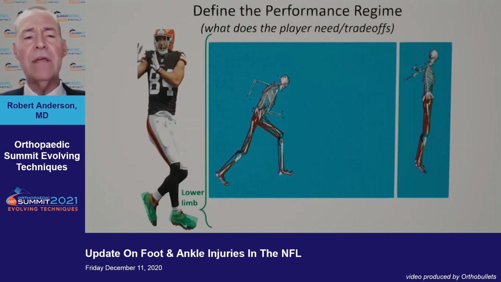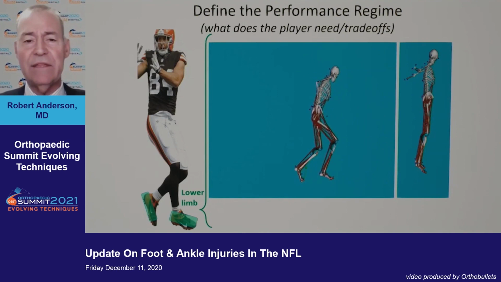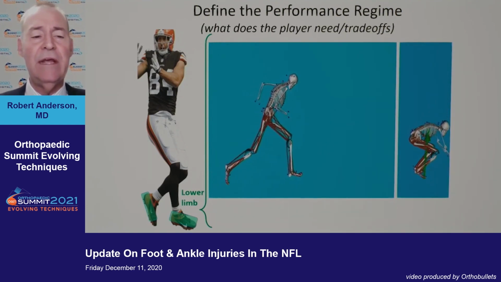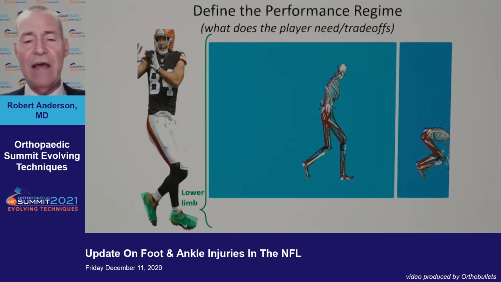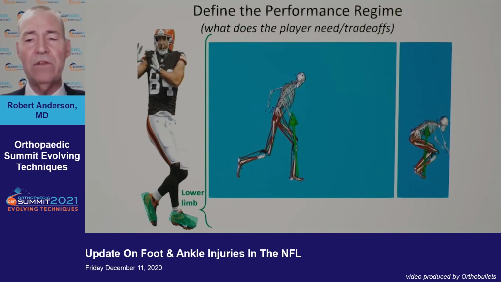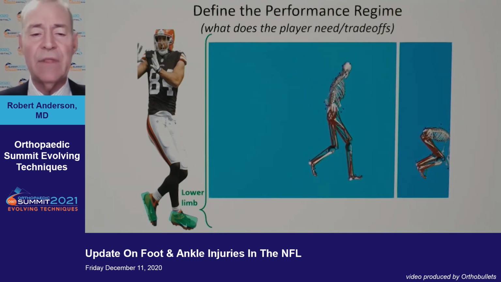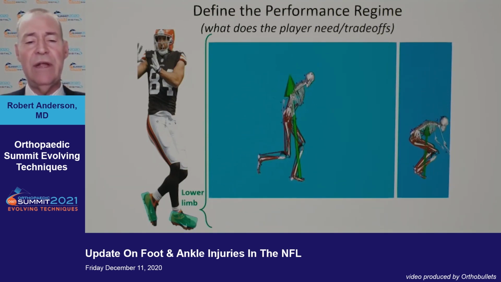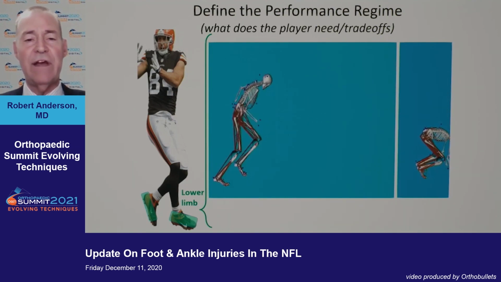But again, our biggest concern was, okay, how do we protect these guys but still give them the performance they need? What we did is we brought a bunch of elite athletes into the lab, and we found exactly what do they need as far as forefoot flexion or hyperextension, ankle motion, all the various vectors you can see there.